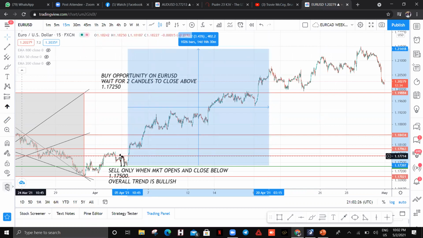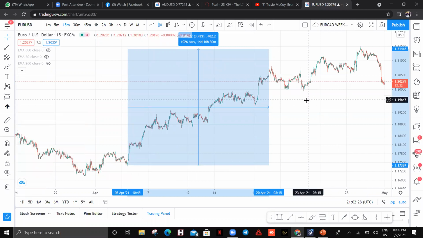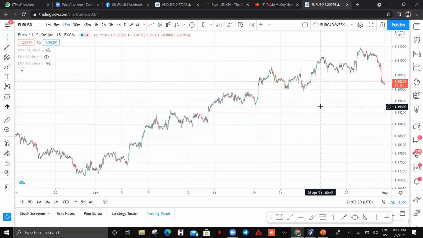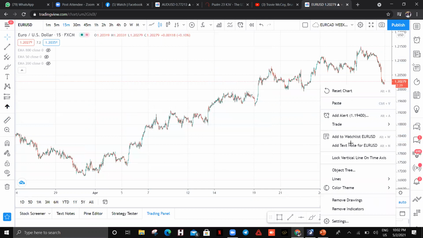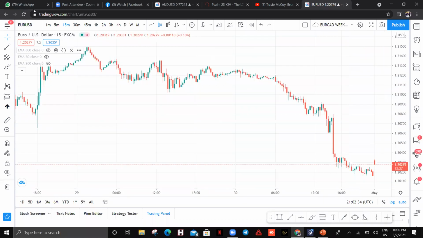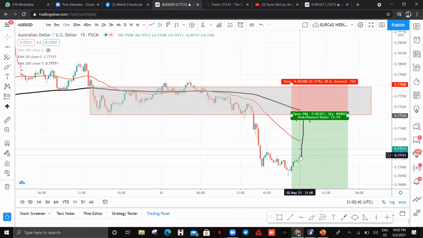So now let's delete this. I saw that the market's open. I'm seeing a gap. You can see the gap here. So let's go to AUD USD first and see what happened. Wow, see the beautiful gap. Can you see it? How many of you can see the gap?